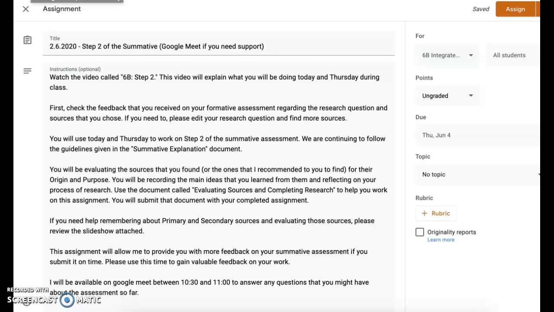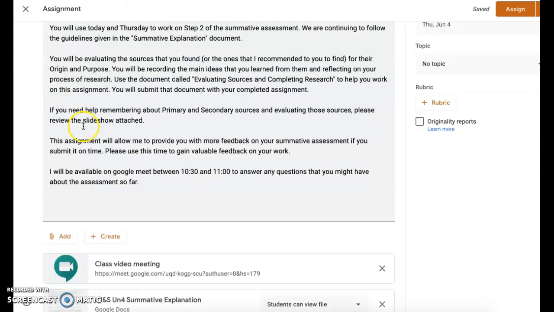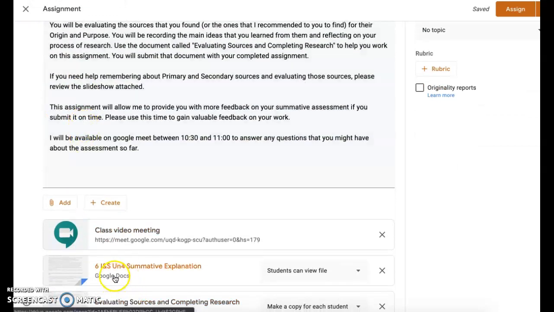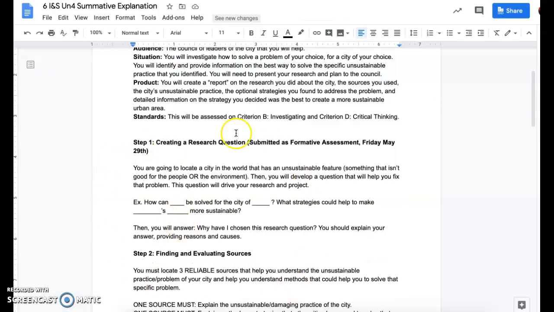We're going to continue with our summative assessment, and this time we're going to be moving on to step 2, which is going to be evaluating the sources and completing our research. We're still following the same pattern that we have been with our summative assessment. So we finished step 1, which was the formative assessment you submitted on Friday.